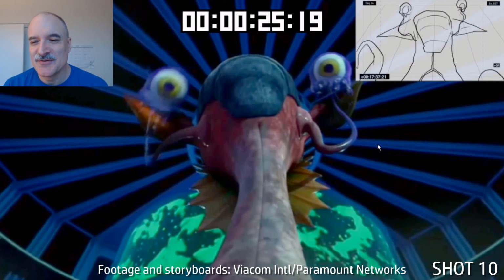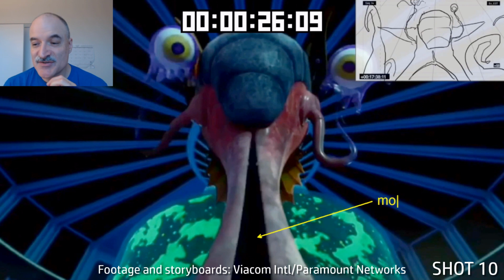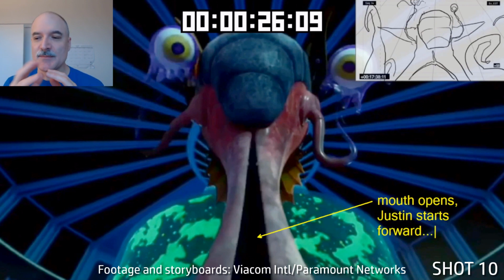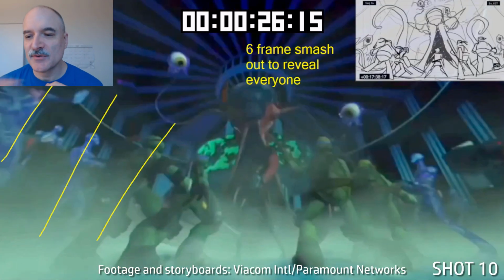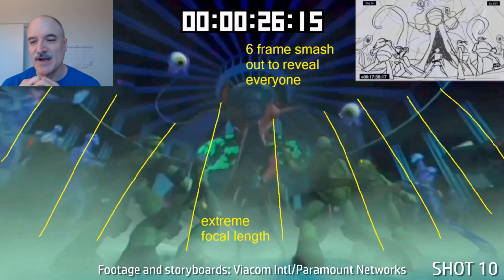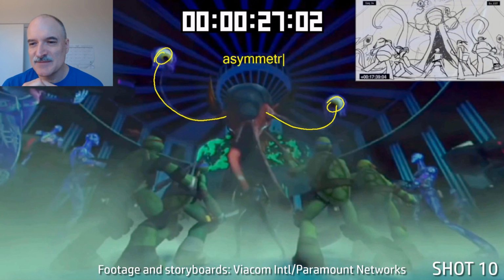Really, really gross monster. Just a combination of, I think, 12 different animals. And just as Justin's mouth opens here, that's going to be the catalyst for us to pull back with the camera. 6-frame smash out reveals everybody, all the turtles, all the Krang droids, extreme focal length. I think we're probably about 18 focal length here, maybe as low as 16.